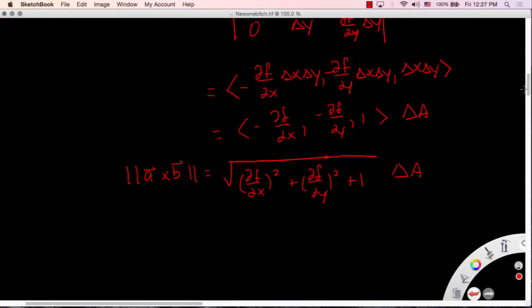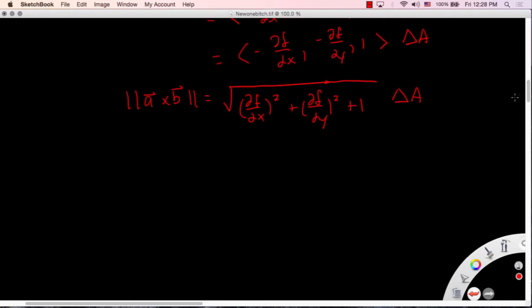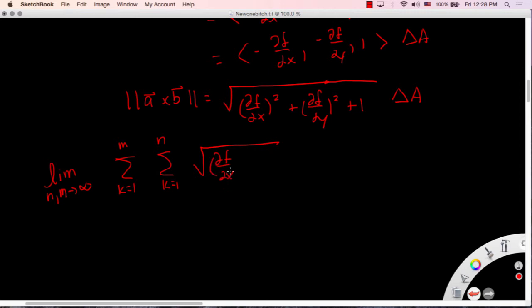Now if we wanted the area of that whole rectangle, I should say, this again is just the approximation, we'll take a double sum, let's say k equals 1 to m and n, going to take infinitely many rectangles, of the sum, double sum I should say, of the square root of partial f, partial x, quantity squared, plus partial f, partial y, quantity squared, plus 1 times delta A.